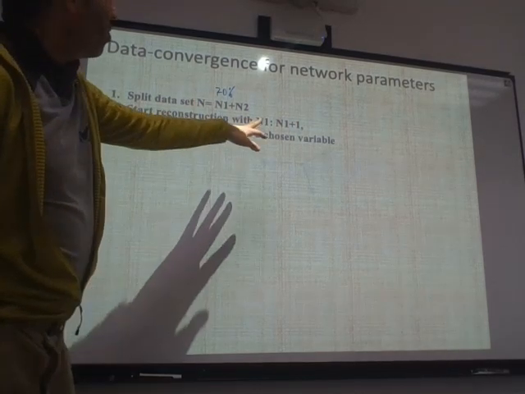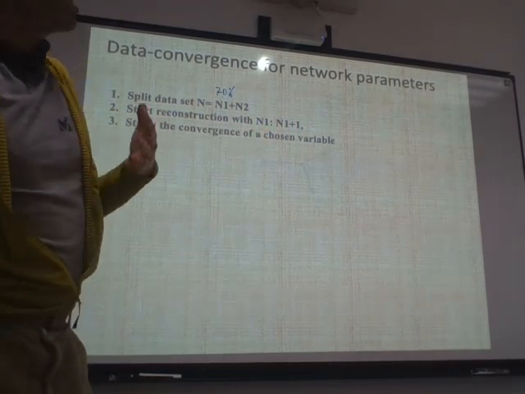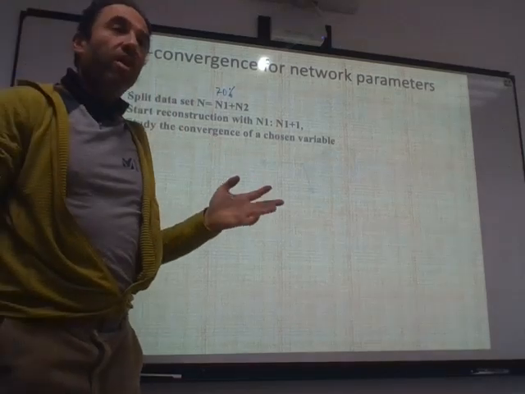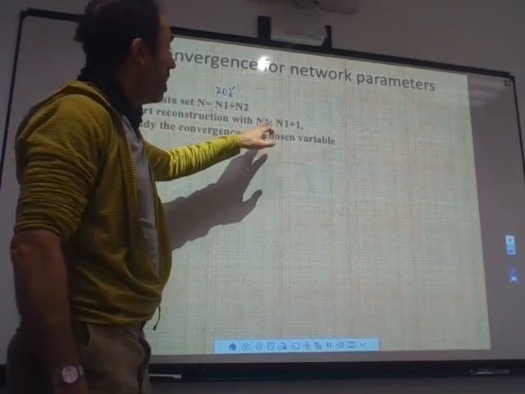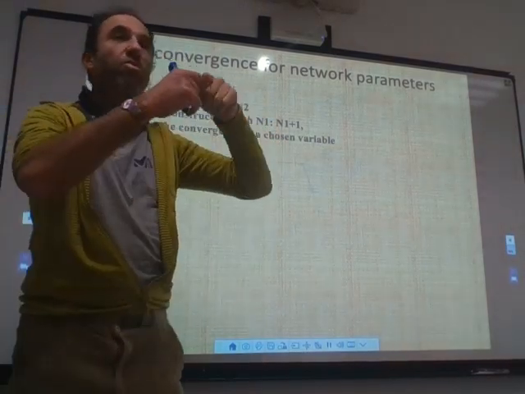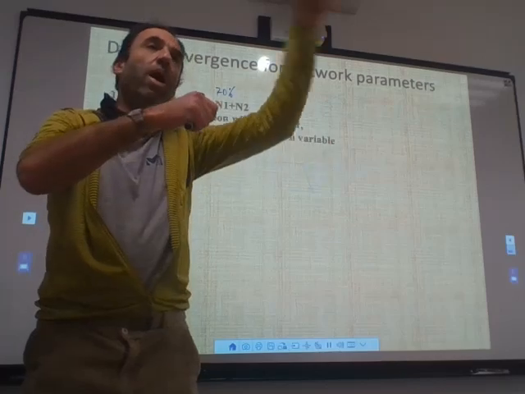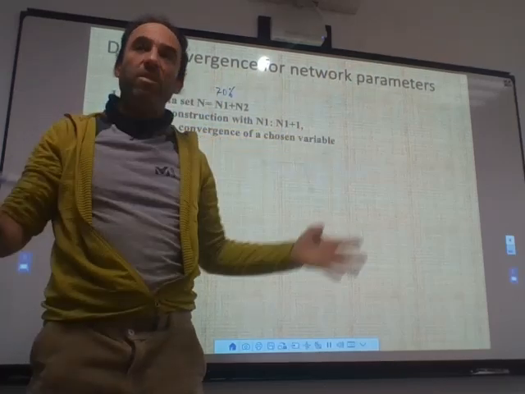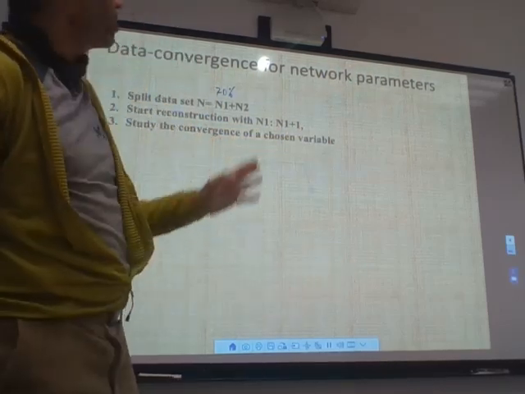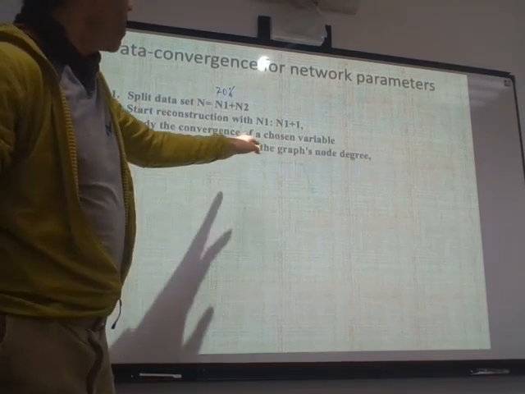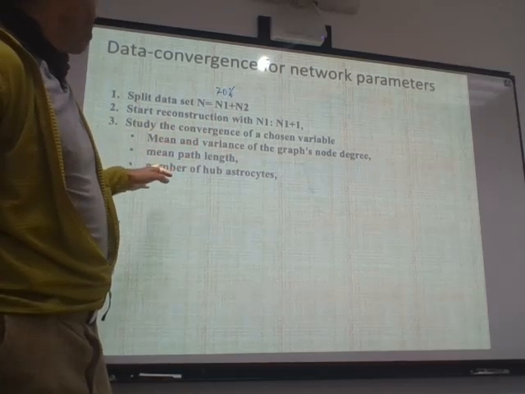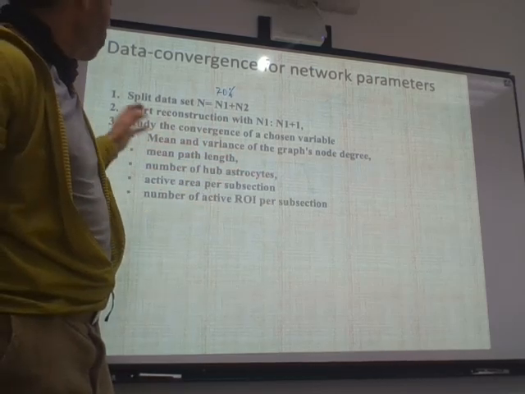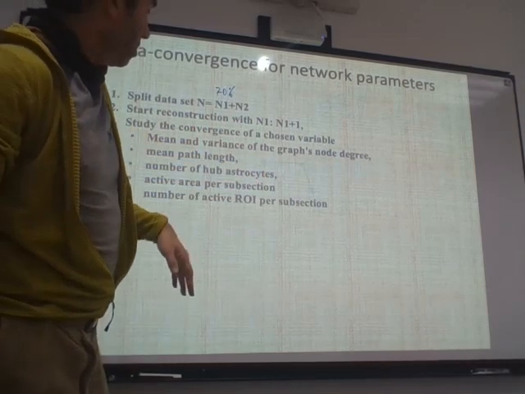I want to study the convergence of a chosen variable. So for example, you ask about the degree. Let's choose the degree that you have constructed up to N1 and see how the degree is going to evolve when you add one more of the data sets. Right? You can choose whatever you want: mean and variance of the graph node degree, mean path length, number of hub astrocytes, whatever, active area per subsection.